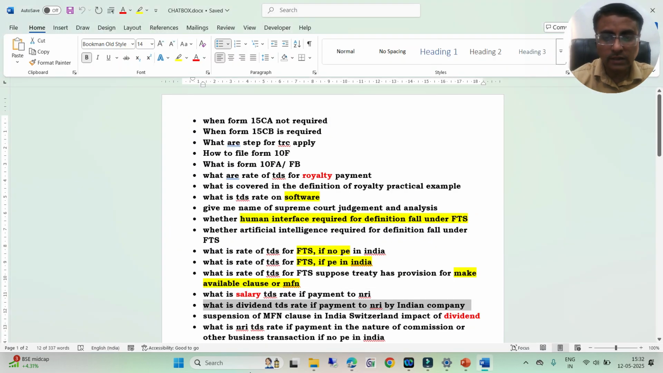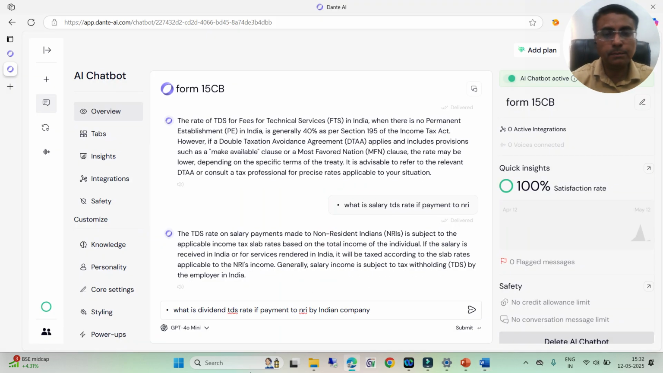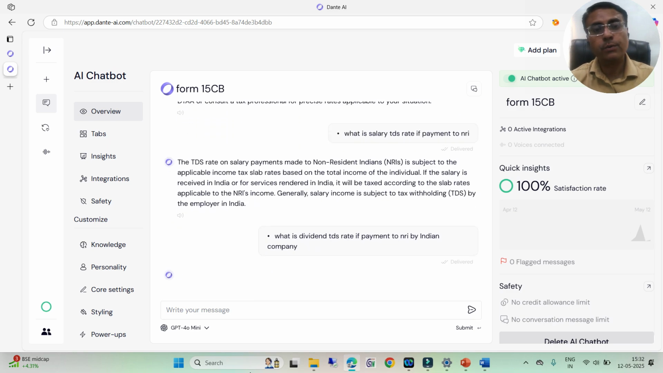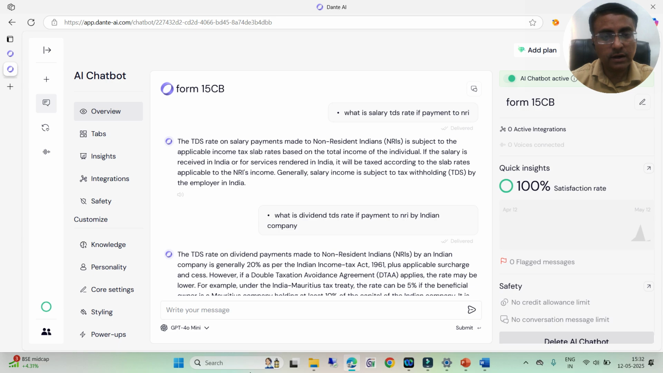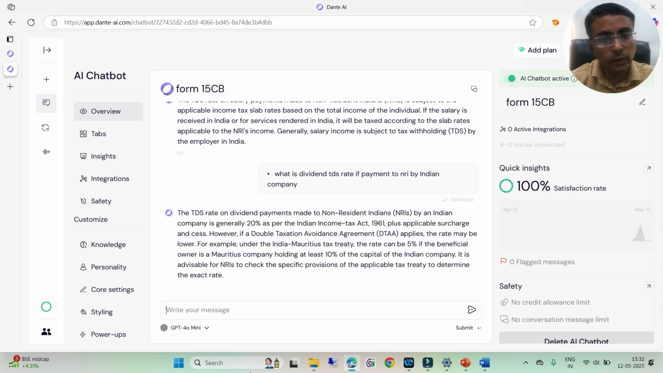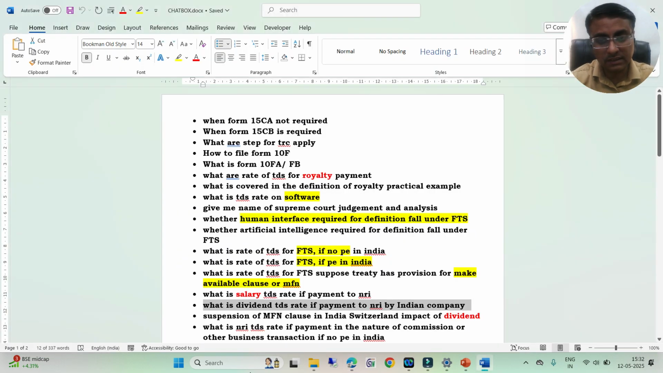What is the TDS rate in respect of dividend payment by an Indian company to a foreign non-resident? TDS on dividend to a non-resident by an Indian company is generally 20%. AI is also giving a beautiful answer of 5%. You must read that if the DTA provides a lower rate of 5%, as in the India-Mauritius DTA, you can avail that benefit. You must check whether a TRC certificate is available.